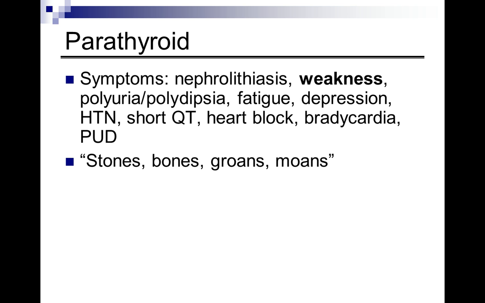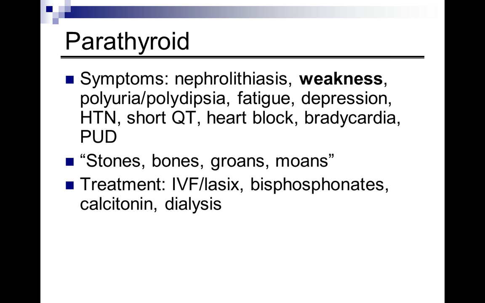That's your hypercalcemia. The treatment for hypercalcemia is usually IV fluids and diuretics like Lasix. There are bisphosphonates that can be given in order to chelate some of the calcium. Calcitonin can be given to inhibit the parathyroid hormone. And in extreme cases, these patients may need dialysis.